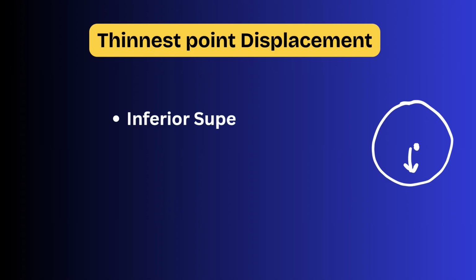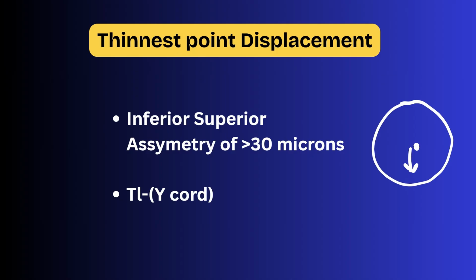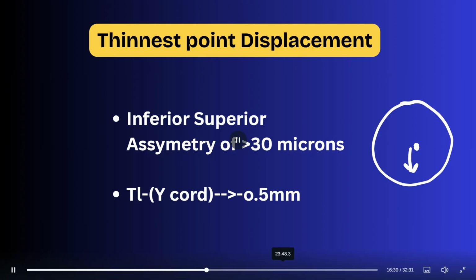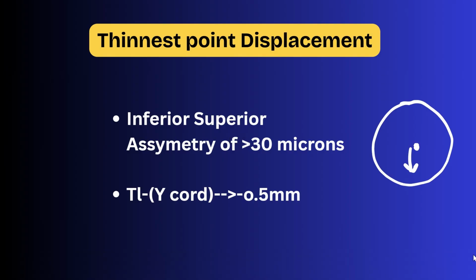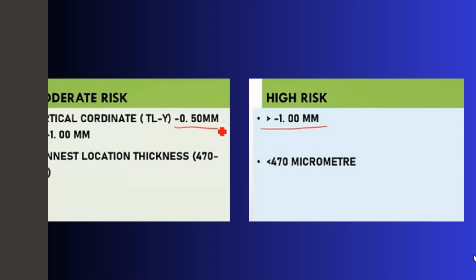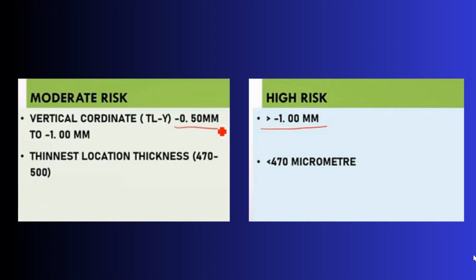We can also use the thickness map or the Pachimetric map to detect keratoconus by evaluating the thinnest point displacement. So first you locate the thinnest point, and you calculate the displacement of the thinnest point along the y coordinate or the y axis. If the displacement is more than 0.5 millimeters inferiorly, or 500 microns, that is suspicious. Also, we can find symmetrical locations in the upper meridian and in the lower meridian, and calculate the difference in their thickness. If the inferior superior asymmetry is more than 30 micrometers, that is also risky.